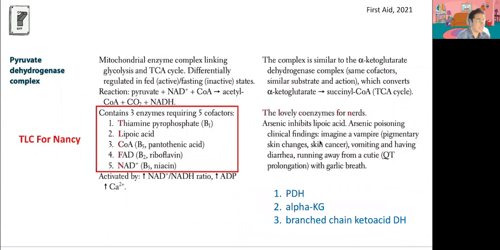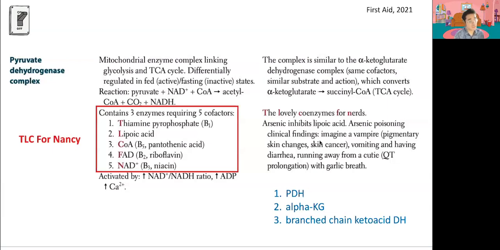So if you had to hedge a bet that if there's a dehydrogenase, most of the time it's going to need tender loving care for Nancy, which is thiamine, the B1. What is another thing that's messed up? If there's a thiamine deficiency, TPP, transketolase.